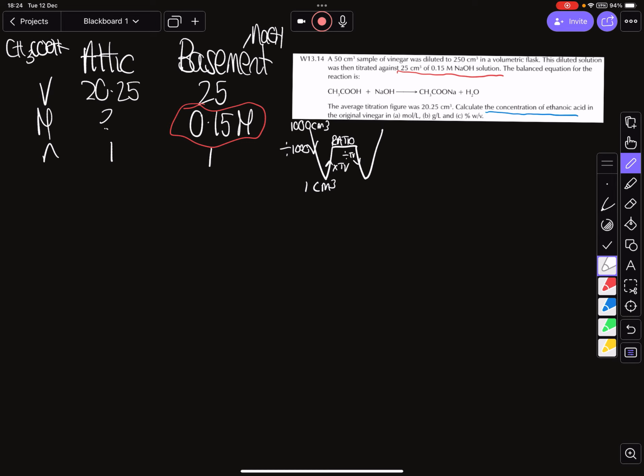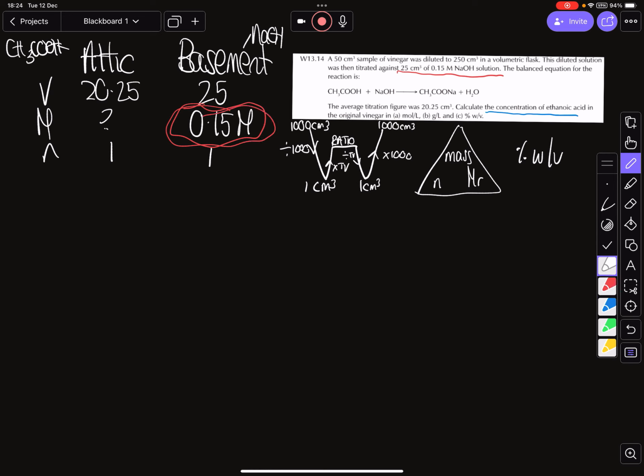When we go down, we divide by the titer volume, and that'll tell us how many moles in a centimetre cubed. And finally, to finish our maths, we multiply by 1,000 to find out the moles in 1 litre. We will also be using our mass triangle, using a molar mass that we'll calculate, and we also have the percent weight per volume at the very, very end.